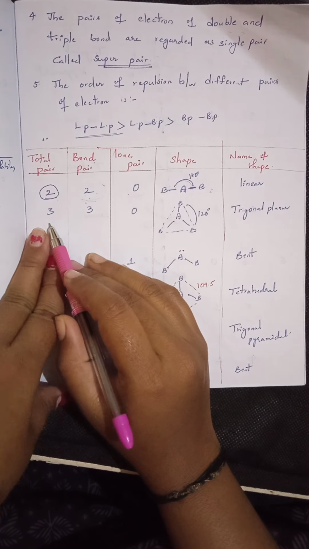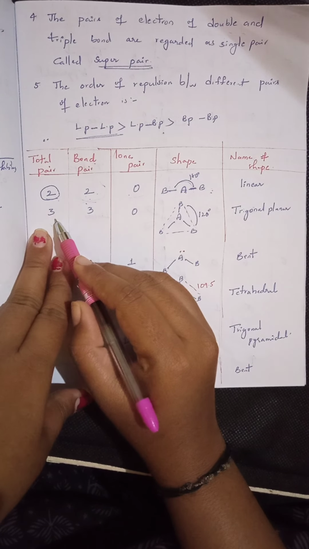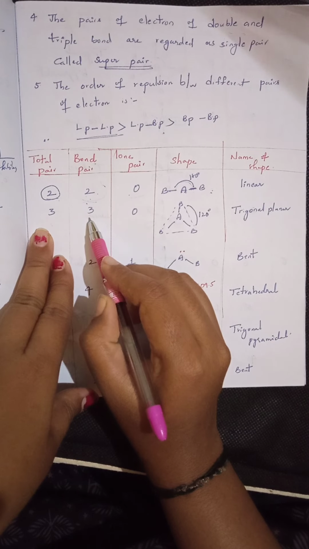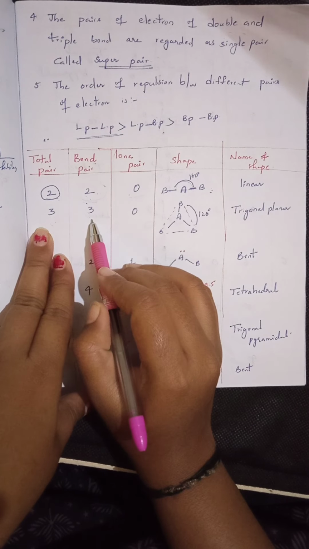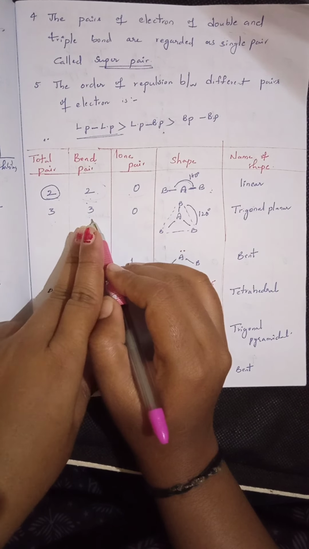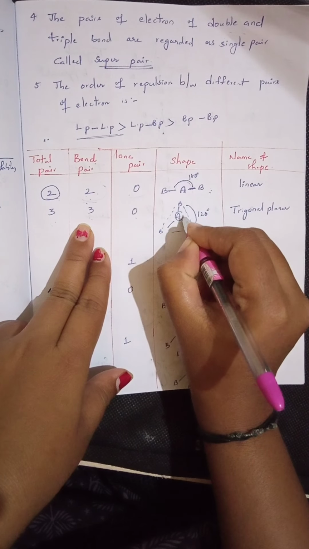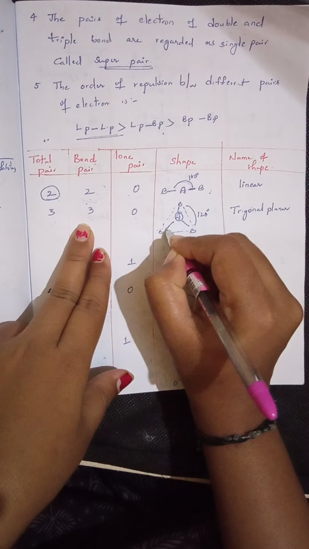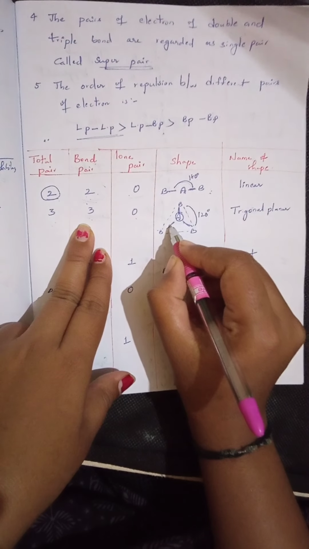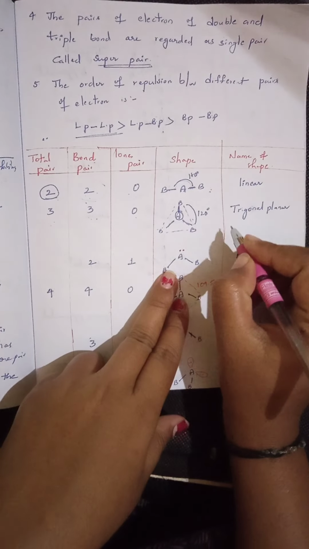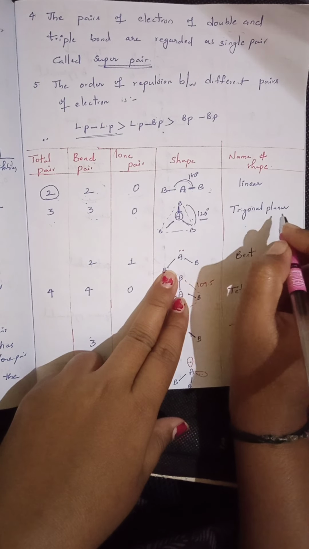Now the second case: if a molecule contains 3 total pairs of electrons, and all 3 pairs are involved in bond formation, then there is no lone pair. Around the central atom, 3 atoms are bonded by using 3 pairs of electrons. So each bond contains 1 pair of electrons, totally 3 bonds and 3 pairs of electrons. Then the bond angle here is 120 degrees, and the shape of the molecule is trigonal planar.